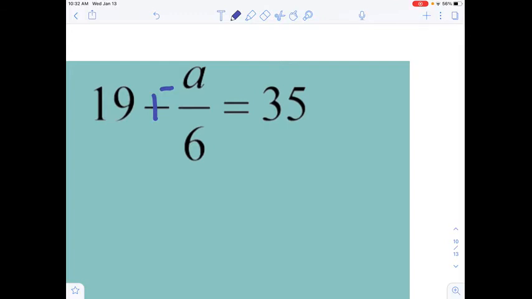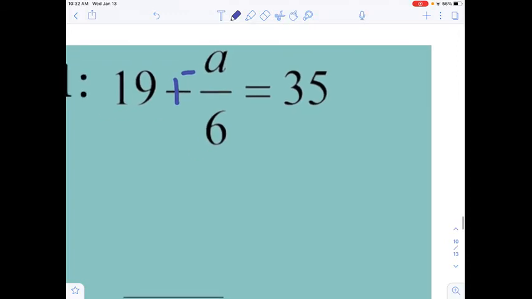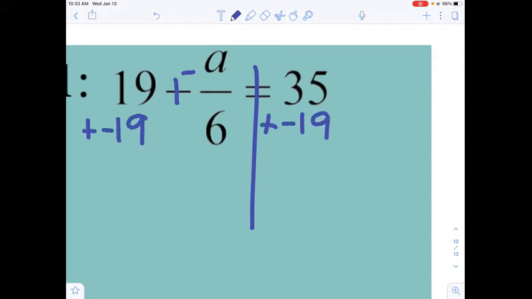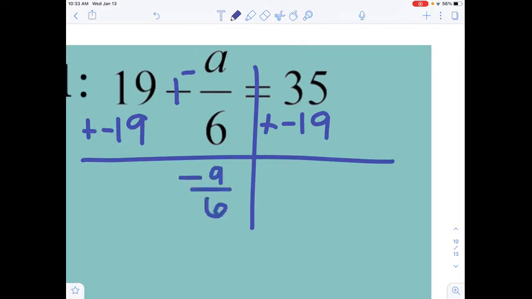So then I need to get rid of my constant. My constant is a positive 19. To get rid of that 19, I'm going to add negative 19 to both sides, which again is the same as subtracting. Positive 19 and negative 19 cancel, so I'm left with negative a divided by 6 equals, and then 35 minus 19, we get 16.